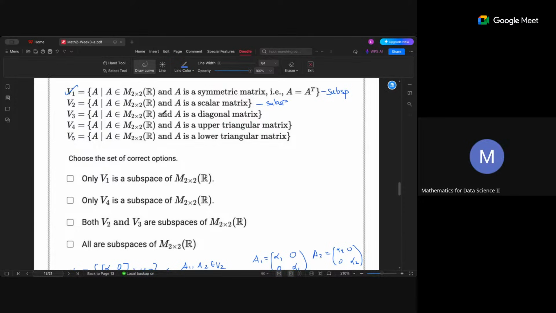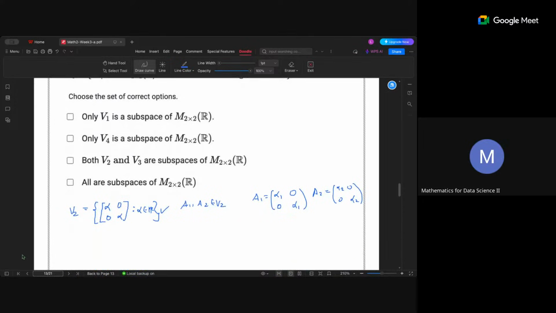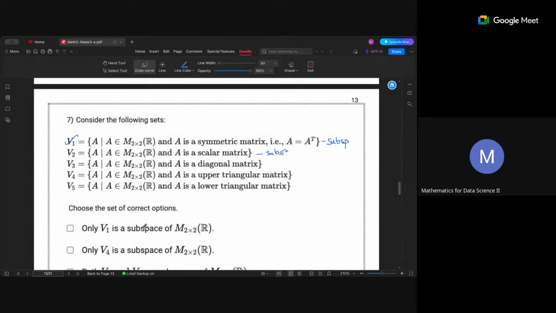What about diagonal matrices? Again, diagonal matrices means the diagonal entries are the same? No, they are not the same. The diagonal entries need not be the same for diagonal matrices. Only for scalar matrices are the diagonal entries the same. Here they can be different. So what do you think about V3? Will it be a subspace? Yes, this is also a subspace, you can verify. What about upper triangular matrices? No, ma'am. Why not?